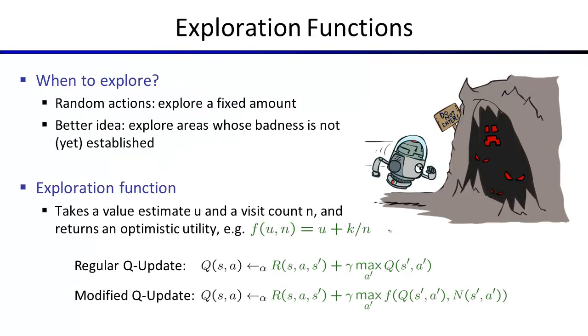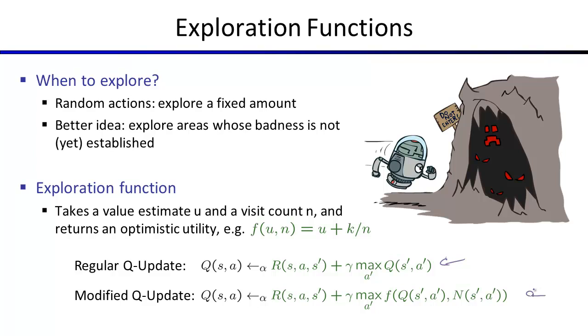How can we change that? There's something called exploration functions. It's a really neat idea. And the idea here is that you explicitly encode the value of exploration in your Q function. Here is the regular Q function update. Here's the new Q function update.